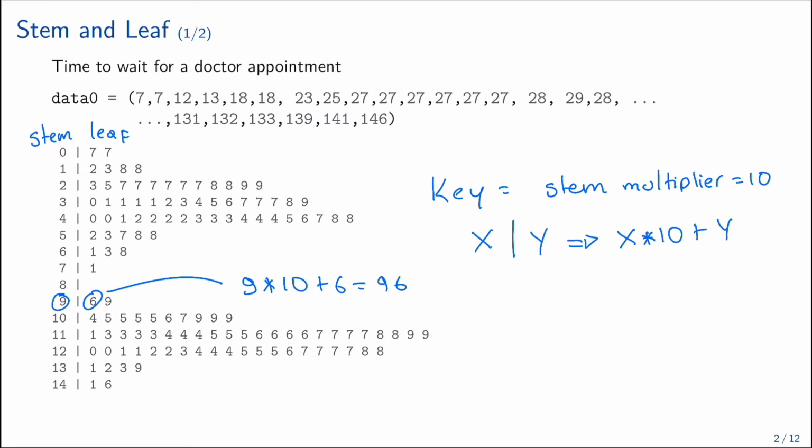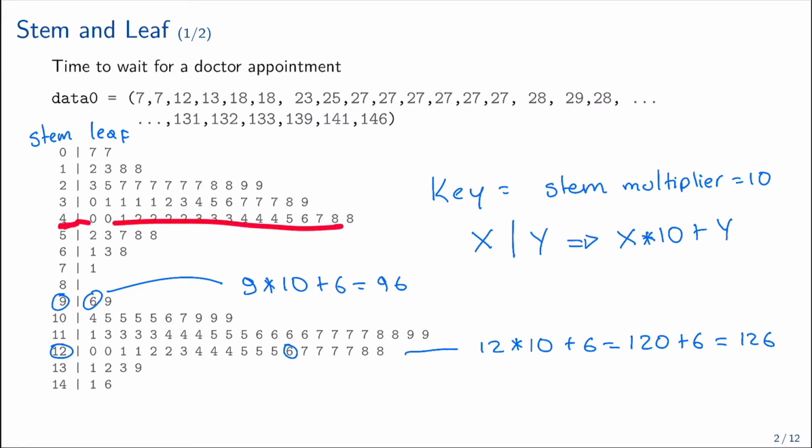And let's take, for example, this case. That will be 12 multiplied by 10 plus 6, so that's 120 plus 6 equal to 126. Okay, so what is interesting that we found? Basically we found two tendencies. A lot of the patients have to wait about the 40s, but also a lot of the patients have to wait about 110 to 120 minutes.